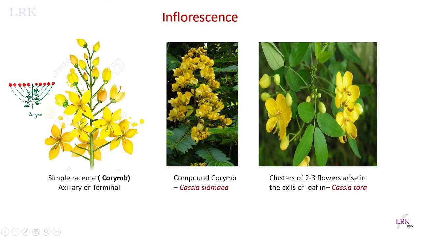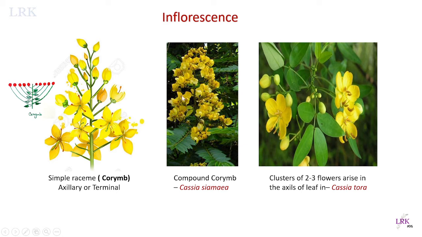What is a corymb? See, the flowers which are present at the base have longer pedicels, and those which are present at the terminal position have short pedicels, and more or less all of them are seen on the same plane at the surface area. So this is a corymb. So the inflorescence is a simple raceme or a corymb. Okay, and compound corymb is seen in Cassia siamea.